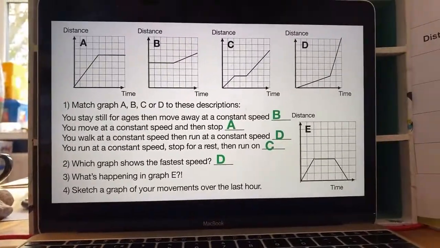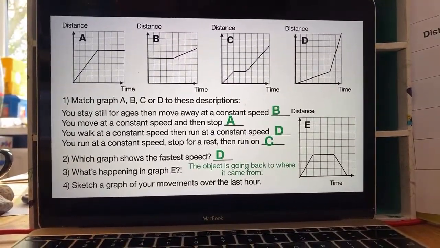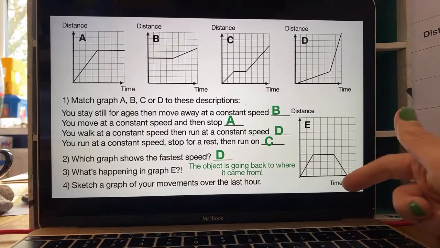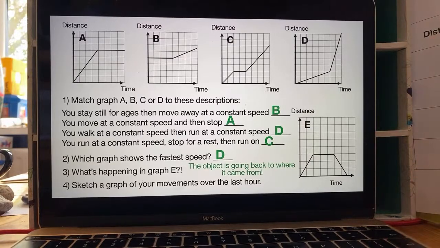What's happening in graph E? Well, someone's going somewhere, stopping for a bit, and then going back to where they came from. So we'll look at the difference between distance and displacement later on, and how, if you're showing a sort of minus, yeah, we'll look at it later.